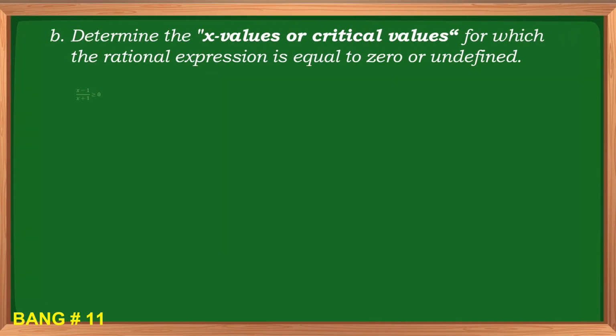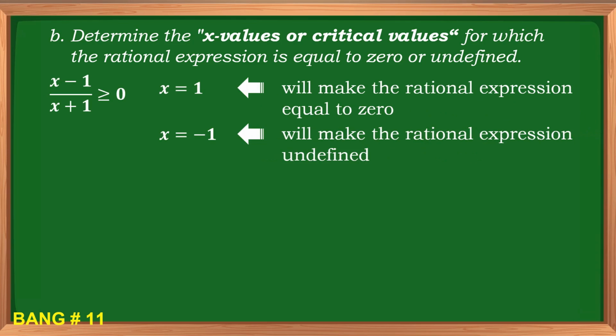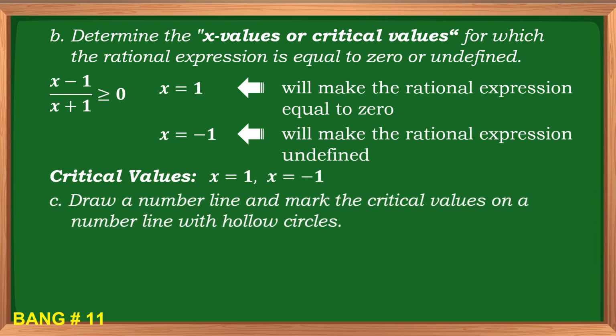Next, determine the x values or critical values for which the rational expression is equal to 0 or undefined. So x equal to 1 will make the rational expression equal to 0, and x equal to negative 1 will make the rational expression undefined. So your critical value shows x equal to 1 and x is equal to negative 1. Next, draw a number line and mark the critical values on the number line with hollow circles. This is your guide.